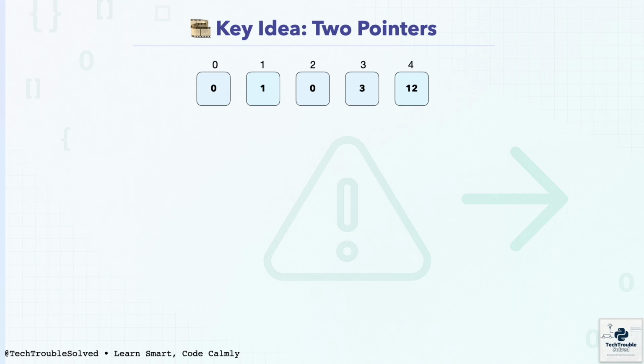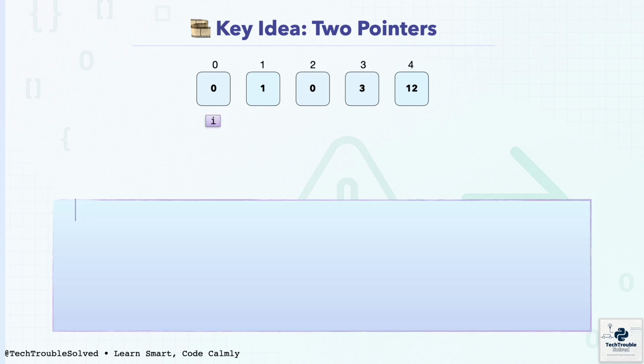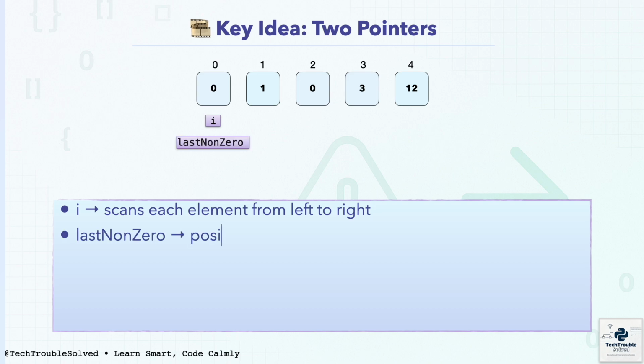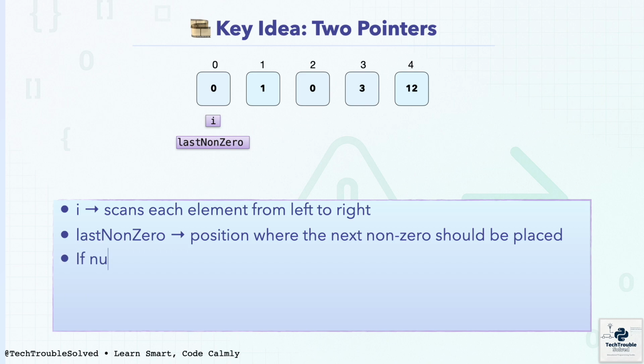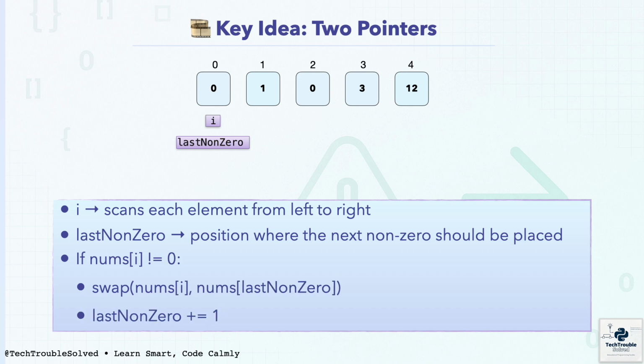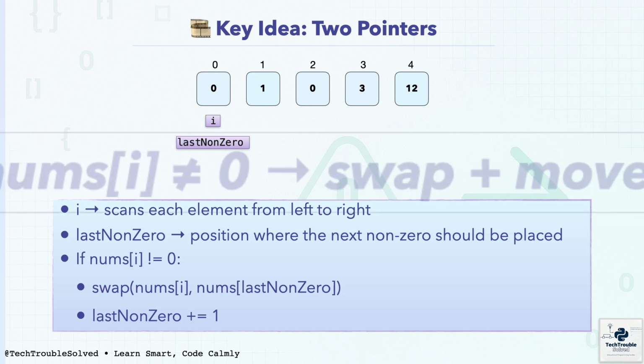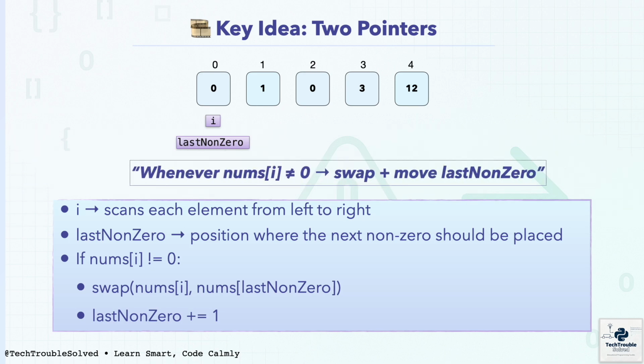Here is the key idea behind the optimal solution. We use two pointers. Pointer i scans through every element. Pointer lastNonZero tracks where the next non-zero element should be placed. Whenever nums[i] is not equal to 0, we swap it with nums[lastNonZero] and then move the lastNonZero index forward. This builds a clean block of non-zero elements at the front.